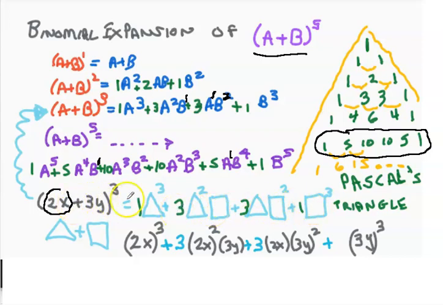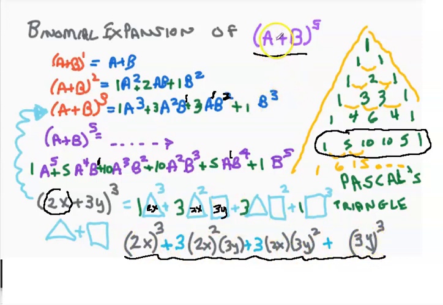Then you can just plug in the 2x where you see each of the triangles, and you could put a 3y in the place of each of the squares, getting us this answer right here, which really needs a lot of expanding. So we're going to have to multiply out all the terms to get our final answer.